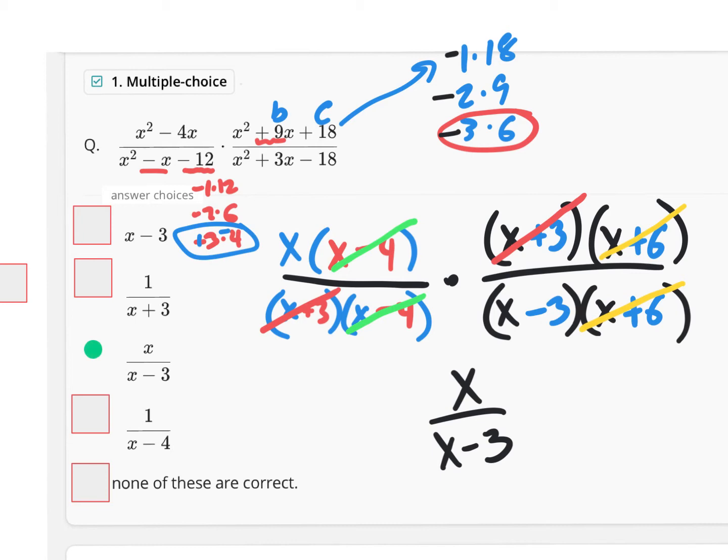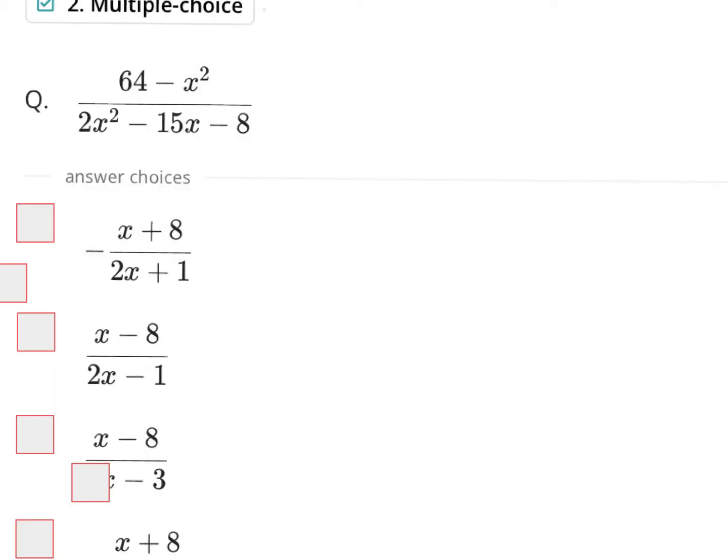Okay, let's move on to the next question. All right, we're on the next question here. Whoops, I have an extra box. Let's move that out of the way. So we need to factor and cancel. That's the way to simplify any fraction. Factor it, then cancel. So this bottom one is kind of challenging because you can't pull out a GCF. The a value is 2, so we're going to have to use that multi-step process of factoring.